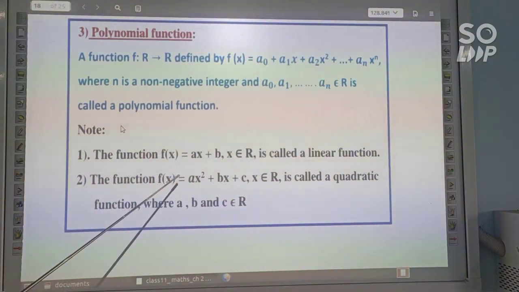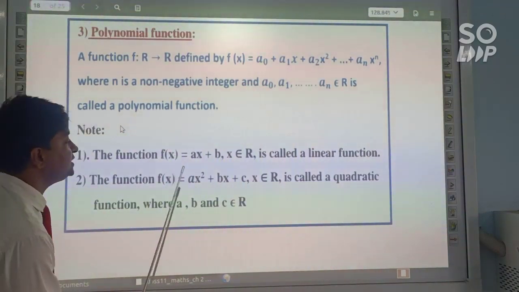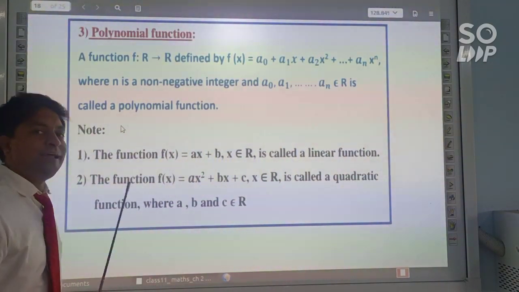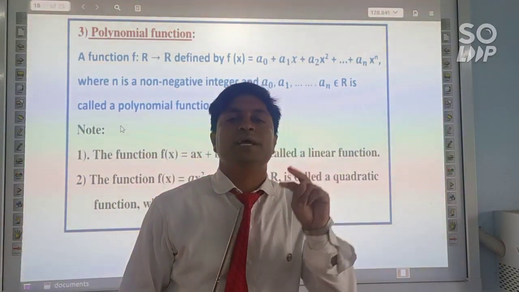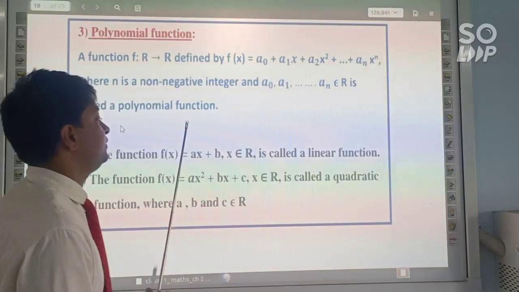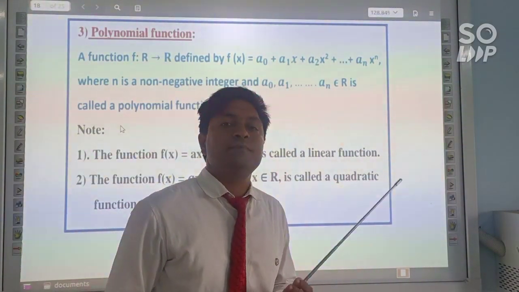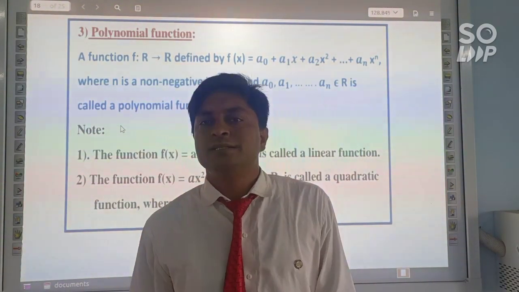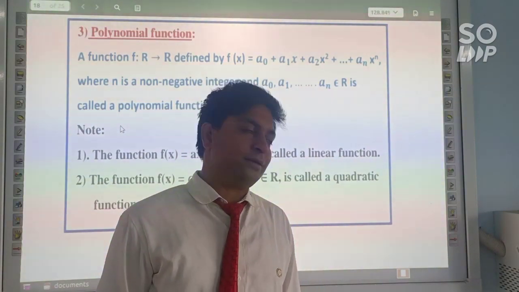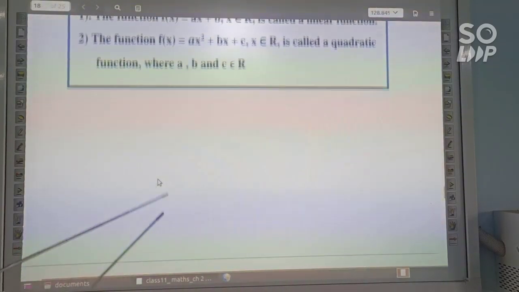The function f of x equal to ax square plus bx plus c. We know that the variable is x and the highest power is equal to 2. When the highest power of the variable is equal to 2, then we say that this is a quadratic function, or quadratic polynomial. If the highest power of the variable is equal to 3, then we say that this is a cubic polynomial. Okay? Where a, b and c are real numbers.